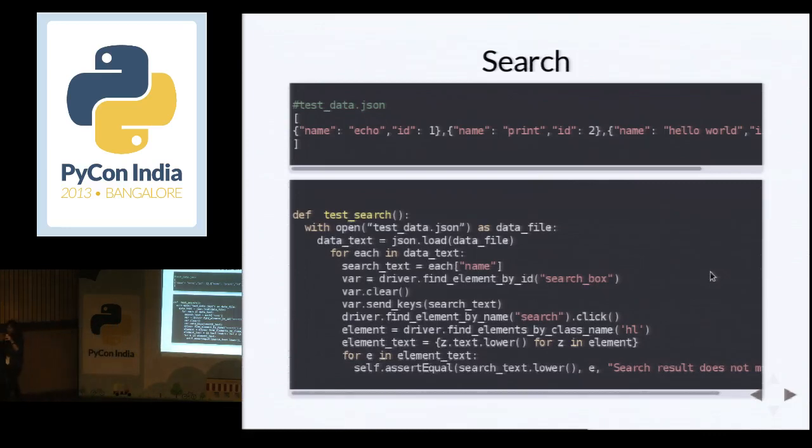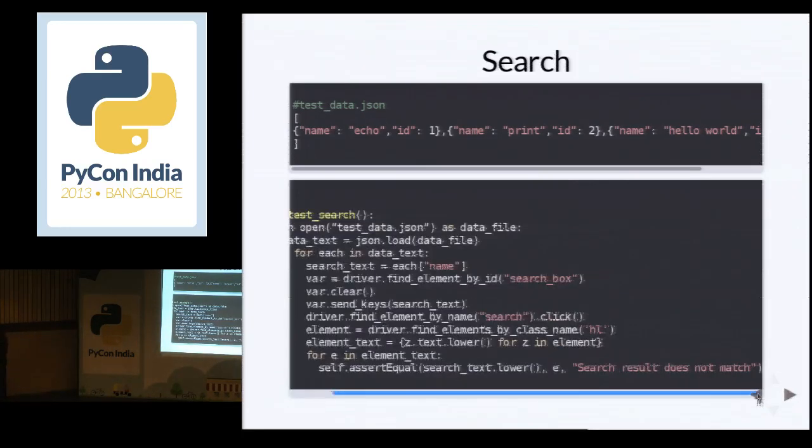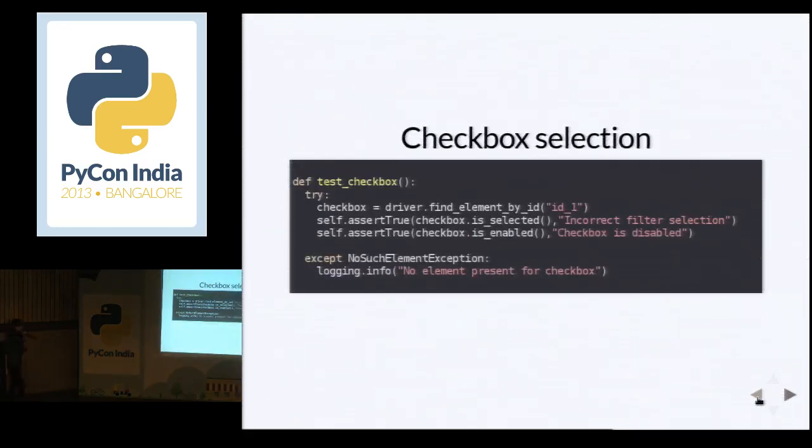Moving on, the next test case that I'll consider is checkbox selection, whether a particular checkbox is selected or not. First thing, I inspect the elements and I find that my checkbox is present with an ID. I hold that element and say find element by ID. Now I use the method assert true of the unit test module and I check if the condition is true or not. Is selected is a method that tells whether that particular checkbox is selected, and is enabled tells whether it is enabled or disabled.